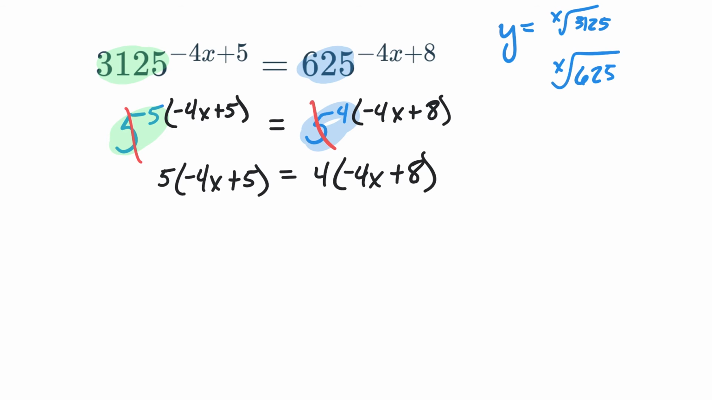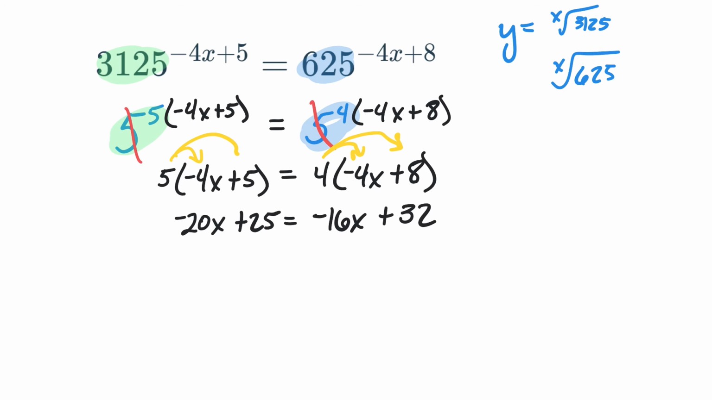So there we have that. Obviously, we have distribution. So we're going to distribute our values in. That would be negative 20x. This is going to be positive 25. On the other side, we have 4 times negative 4, negative 16x, and then 4 times 8, which is 32.